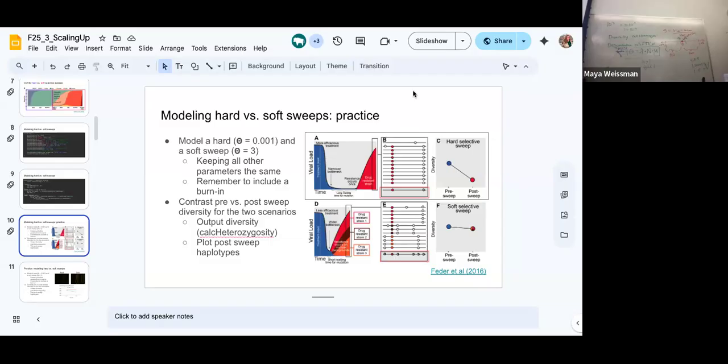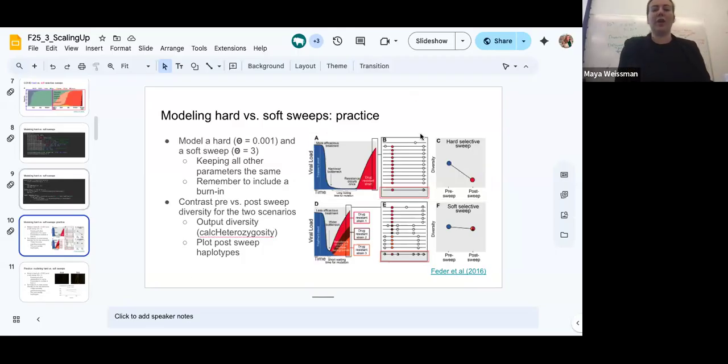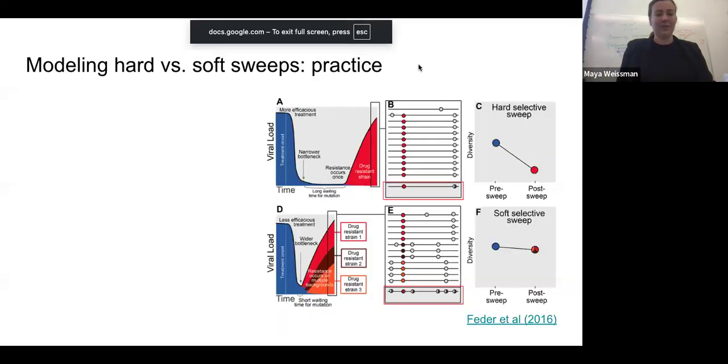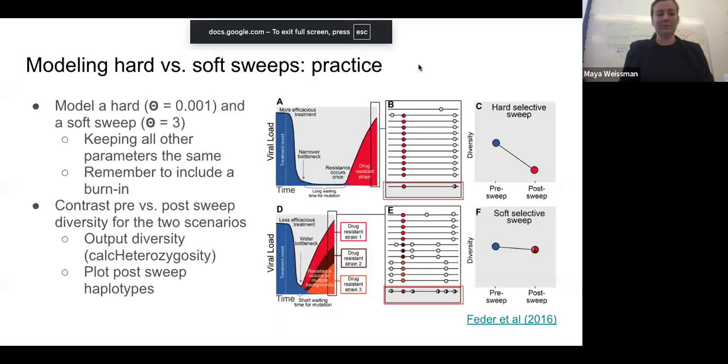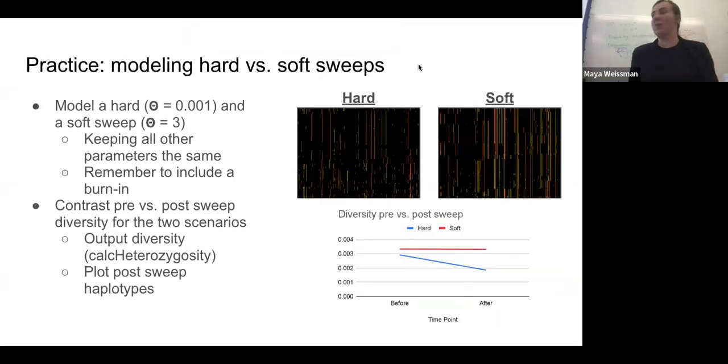There's a lot of stochasticity in simulations, and that's part of the joy of them. When I did it, I did get at least one run of each that looked something like this, where the soft sweep stayed about the same and the hard sweep showed a decrease. The haplotype plots are kind of hard to see, so don't even bother looking at them.